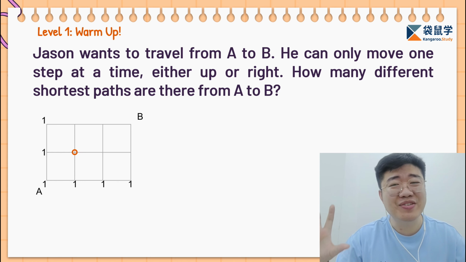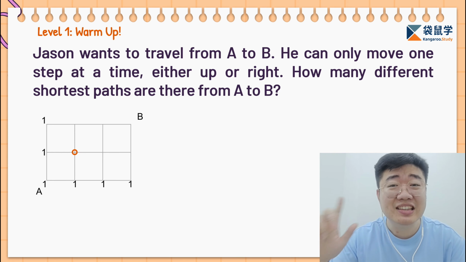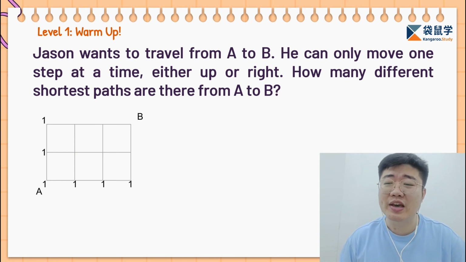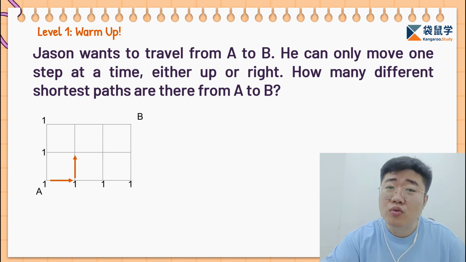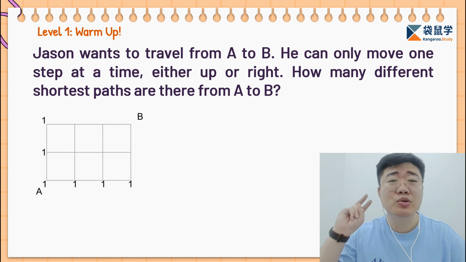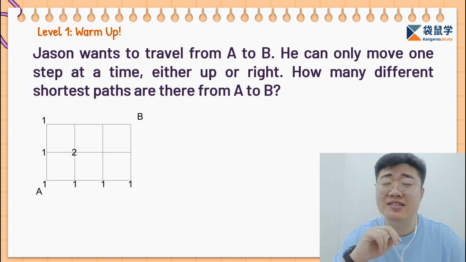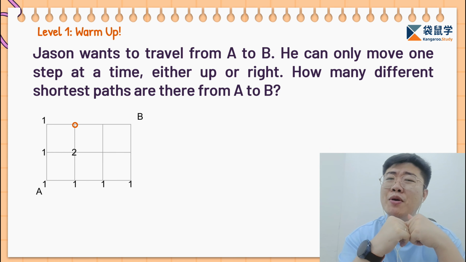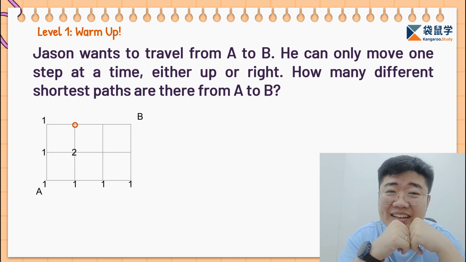No worries. If we cannot visualize it directly, let's label it in a graph. So we can go up, right? That's one way. Or we can go right, up. That's also one way. So together we've got two ways. Now, how about the next point, everyone?